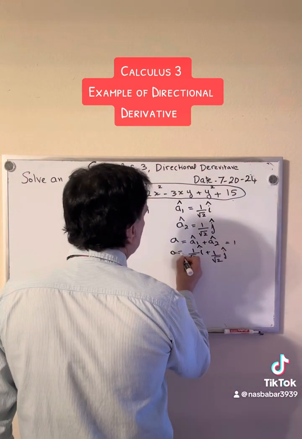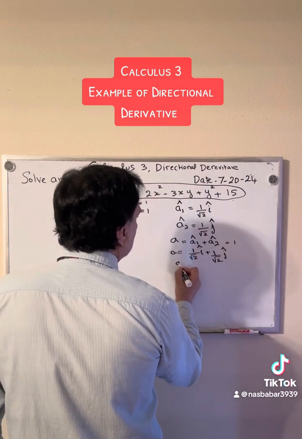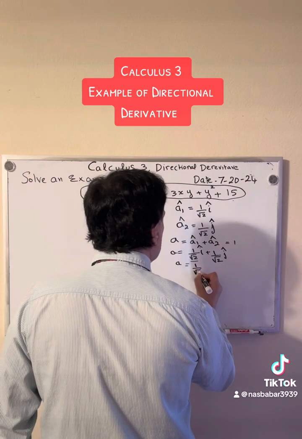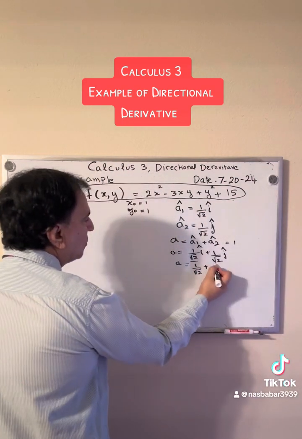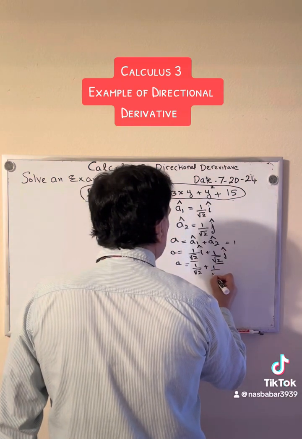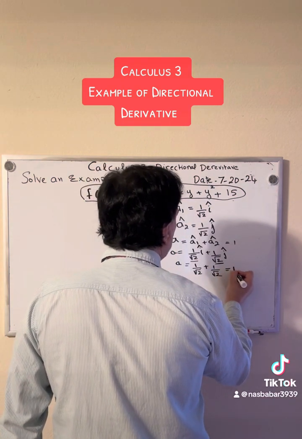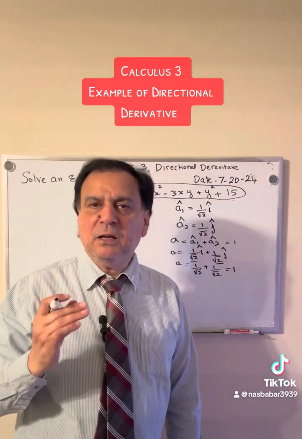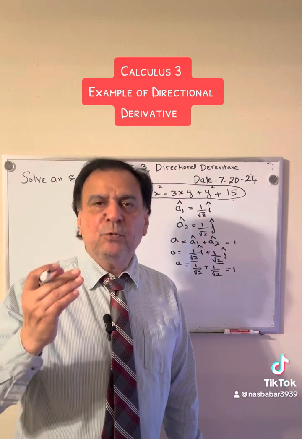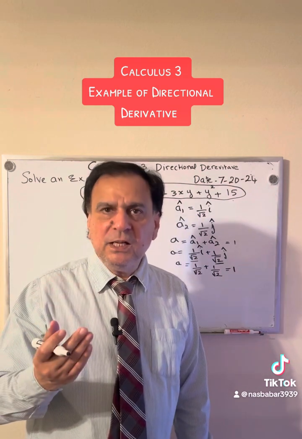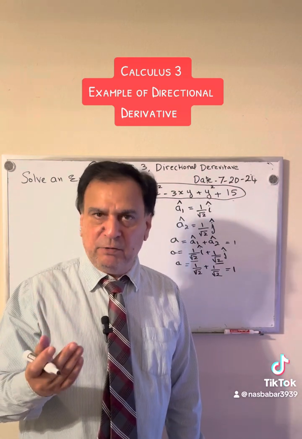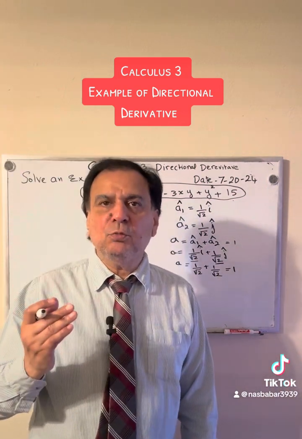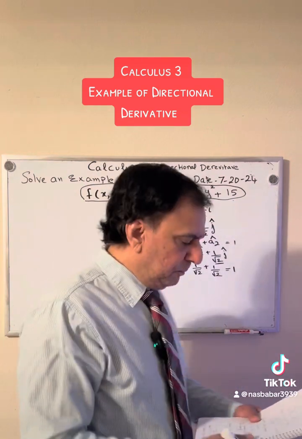We need to find what it is. So basically, a is going to be just this part right here, which is 1 over square root of 2, plus a2, which is just this part right here, 1 over square root of 2, which is equal to 1. So the sum of the x component vector and y component vector is 1. So it is a unit vector, and we can proceed with finding the directional derivative. If it's not 1, we use math and calculus to make it 1, and I'll show you that in the next example.